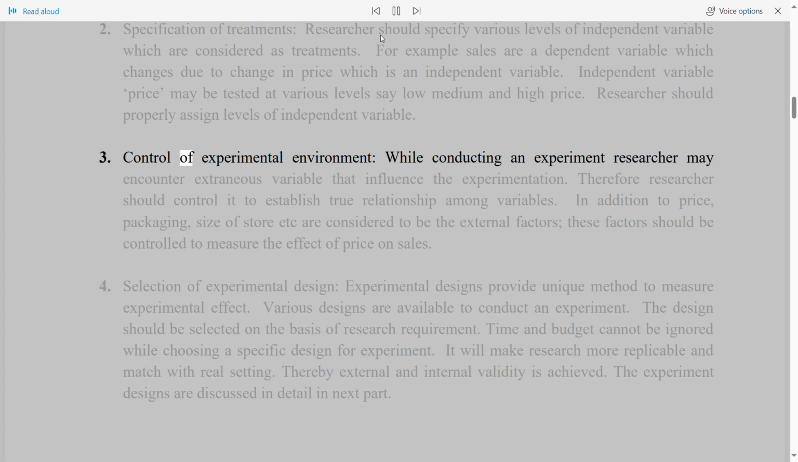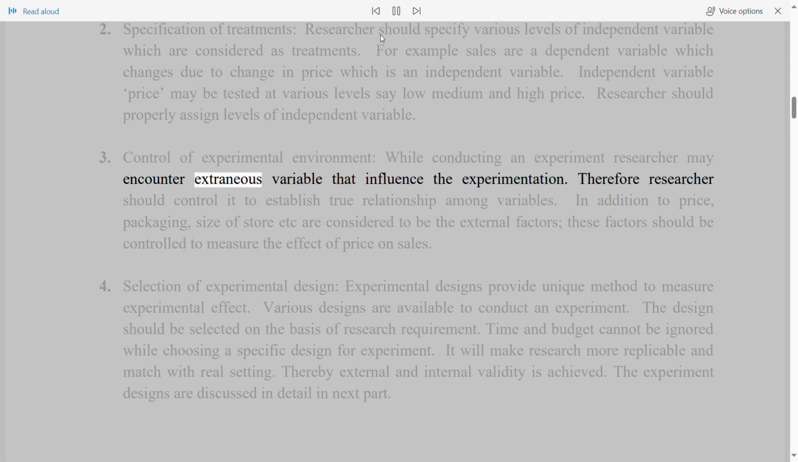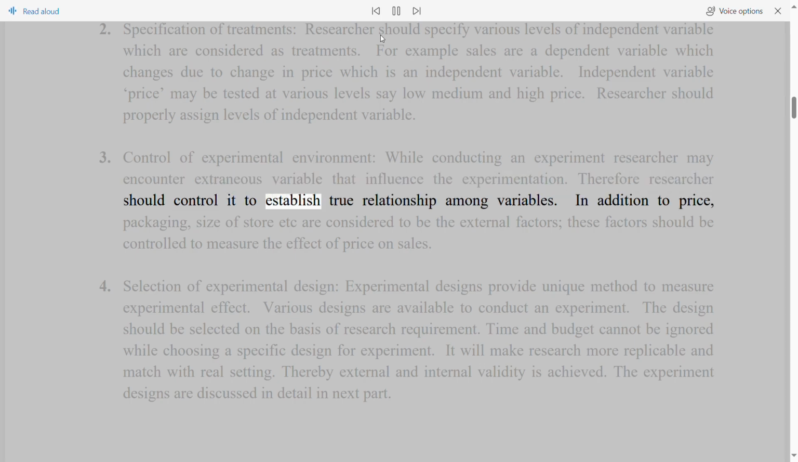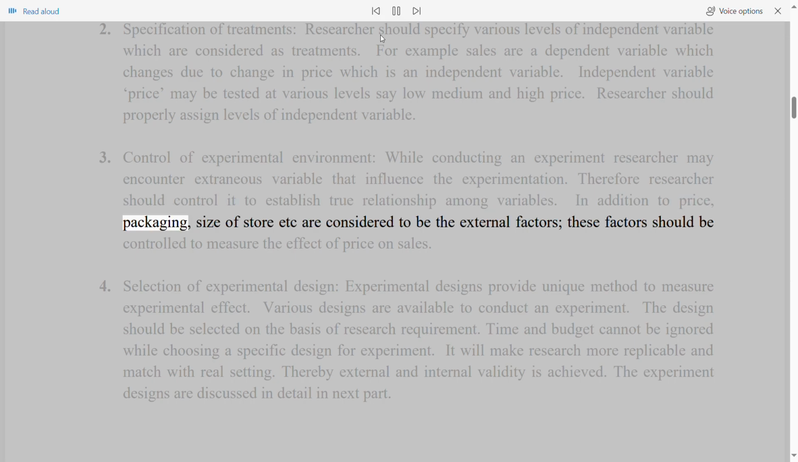3. Control of experimental environment. While conducting an experiment, the researcher may encounter extraneous variables that influence the experimentation. Therefore, the researcher should control them to establish true relationship among variables. In addition to price, packaging, size of store, etc. are considered to be external factors. These factors should be controlled to measure the effect of price on sales.